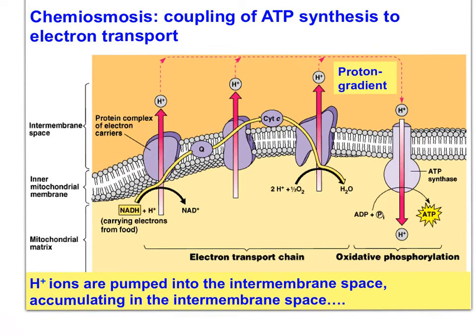This diagram is detailed and good to study. Chemiosmosis is the coupling of ATP synthesis to the electron transport chain. The oxidation of NADH is here. The reduction of oxygen to water is here. Electrons are moved from one carrier to the next, serving to pump hydrogen ions into the intermembrane space, where they diffuse back to the matrix through an ATP synthase enzyme, joining with oxygen to form water, thus maintaining the electrochemical gradient. The presence of oxygen drives the synthesis of ATP.